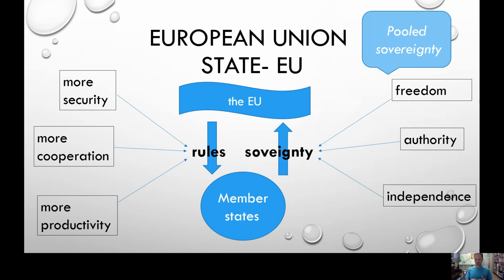Now, if we look at the European Union, we can see this idea of pooled sovereignty. Pool means to bring together. What has happened in the EU is that member states have given up some sovereignty to the EU. So they've given up some independence or some authority or some freedom of decision making to the EU, so above the state. And the benefit, of course, is they get increased security and more cooperation, more productivity from the bigger one market of the EU. And we call this pooled sovereignty.